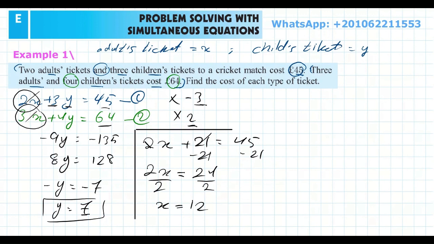Then the adult's ticket will cost 12 euros and the child's ticket will cost 7 euros. And that's it.